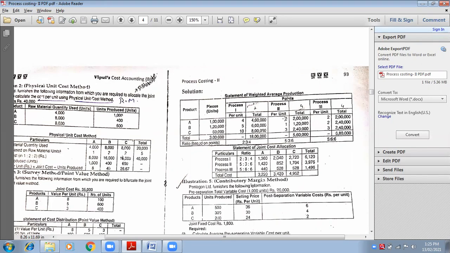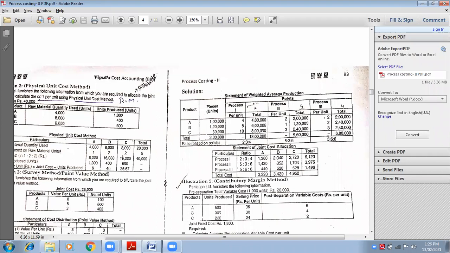And so on for process 2. See, just see here my per unit for A is 2. 2 into 1 lakh will be 2 lakhs. For process 2, product B, it is 1 per unit. So 1 into 1 lakh 20. Number of units are same for every process. Are you getting my point? Yes, ma'am. So 1 lakh 20 into 1 is 1 lakh 20. Now C has 80,000 units and per unit is 3. So 80,000 into 3 is 2 lakh 40.